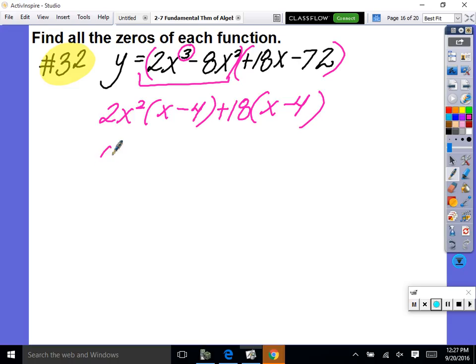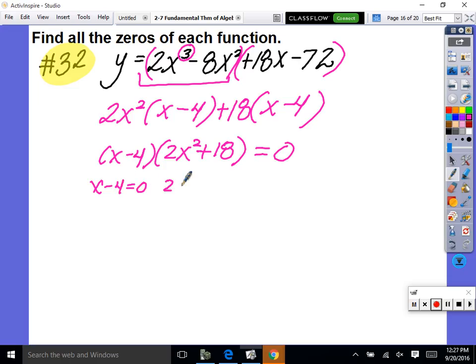So now we'll factor out x minus 4. Left is 2x squared plus 18. And now we'll set each of those equal to 0. So we have x minus 4 equals 0, and 2x squared plus 18 equals 0. Solve for x in each case. X equals 4. There's one of our solutions. Use your algebra to do this. Nope, see, you did it in your head and got it wrong. That's why most of the time, we just don't do it in our head.